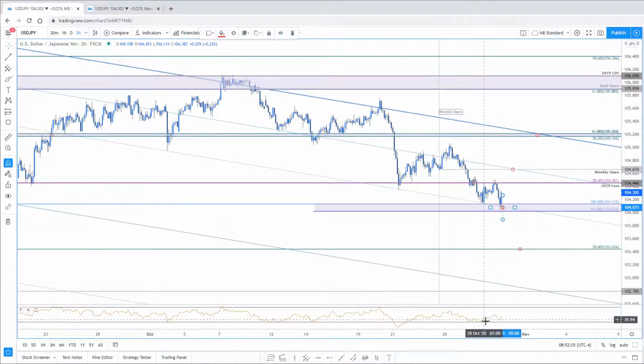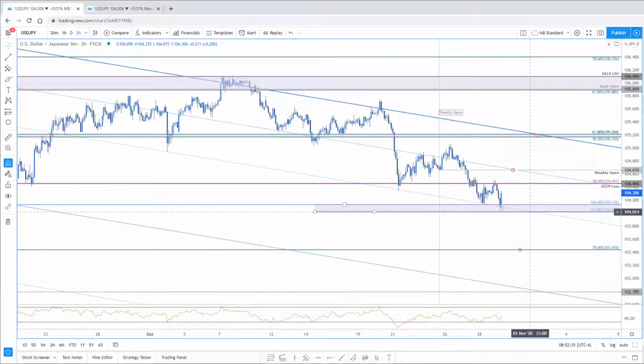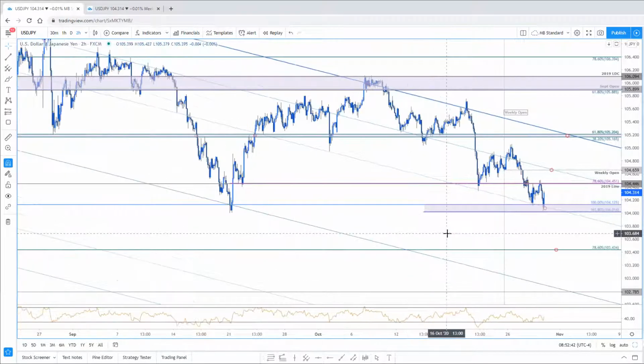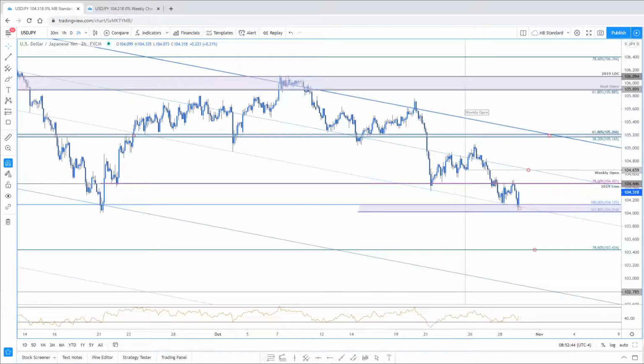You are marking some divergence here, with price action making a lower low and the oscillator making a higher low. So I think you get a little more noise here, some back and forth. Just know that 104 level is absolutely paramount. Don't mess around with it, and respect the inflection off 104. Any questions on dollar yen?